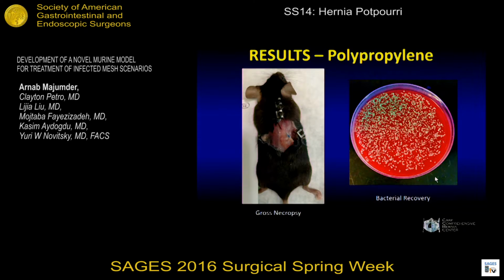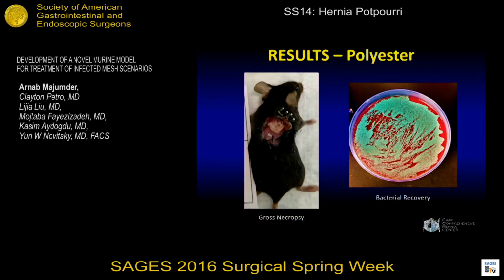This is a polypropylene mouse. I picked one that had a lot of green to show it. These were not the plates we counted. The polypropylene mice evidence some degree of integration, and then small bits of purulence around either the corners or where the suture was in the mesh. And I'll go over the quantitative analysis in a moment.